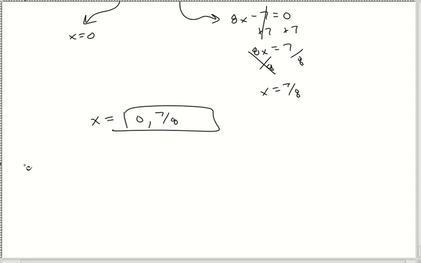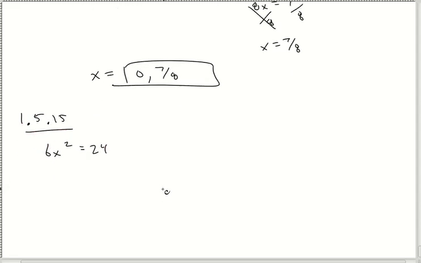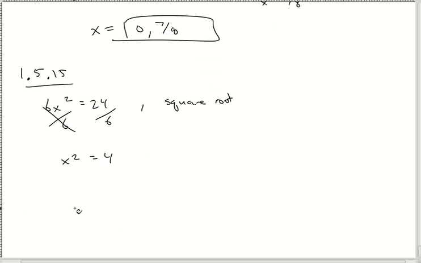Cool. Let's keep going. I got 1.5.15. I got 6x squared is equal to 24. It says solve using square root. Okay, I guess. Square root. So, first off, I don't want to take a square root immediately. I know that's one way to do it, but that'll be ugly. I want to divide by 6 first. I want to make it easier. 24 divided by 6 is just a 4. Look how much easier that is than what we would have been trying to tackle.